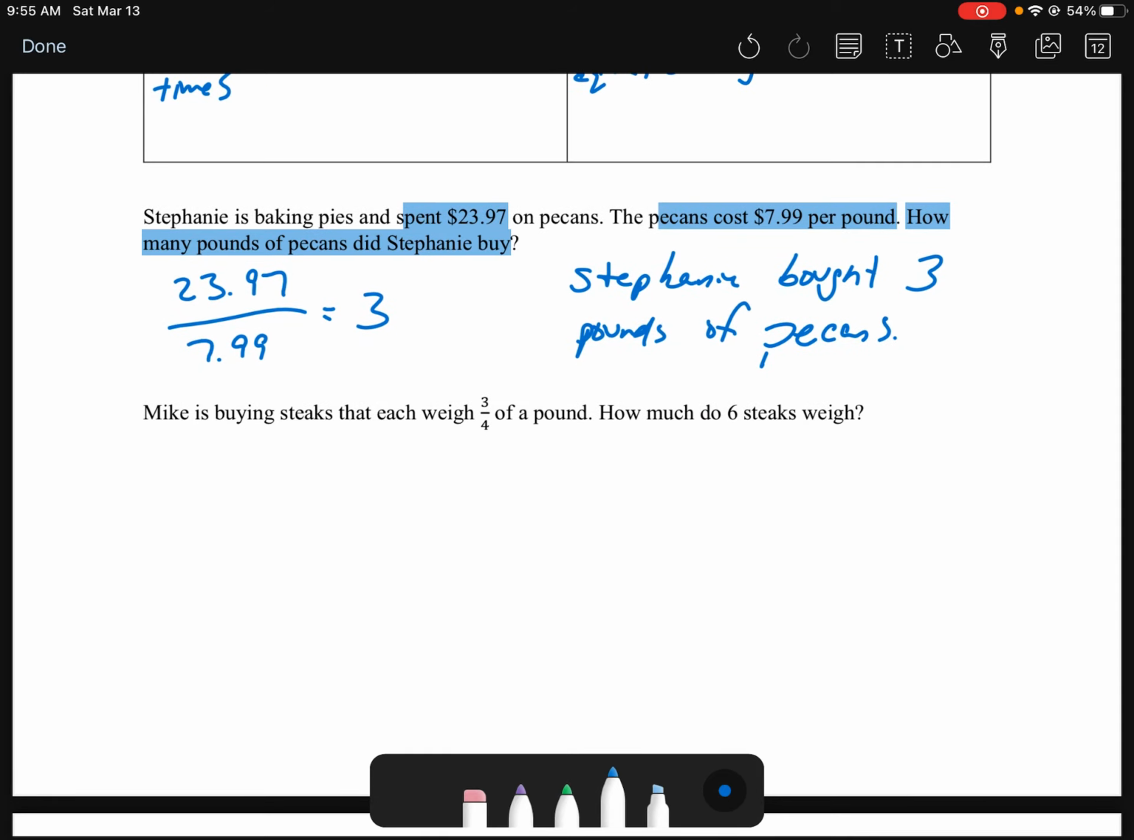In our next problem, Mike is buying steaks that each weigh 3/4 of a pound. How much do 6 steaks weigh? So again, my important information, each weigh 3/4 of a pound. We want to know how much do 6 steaks weigh. So we can take these two numbers, 6 and 3/4, and multiply them by each other.